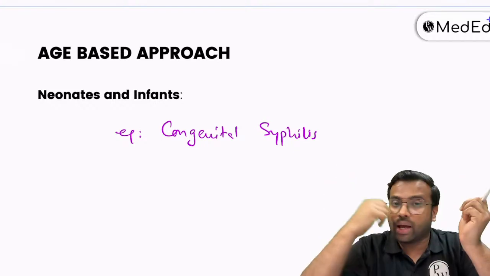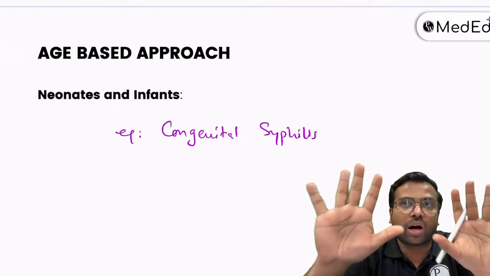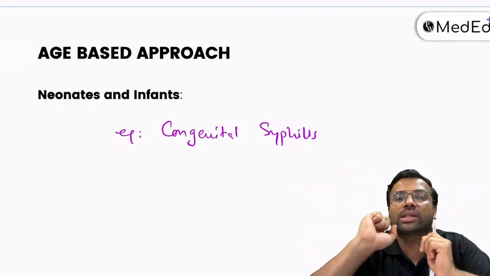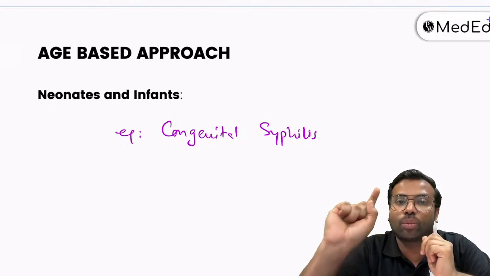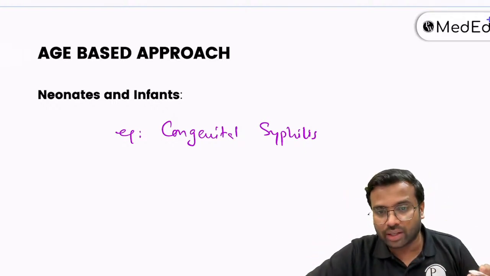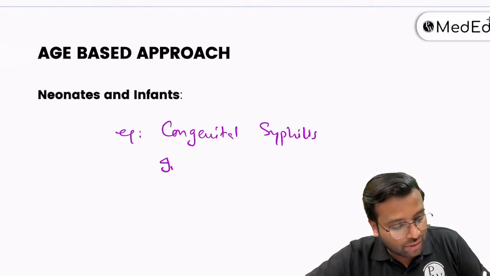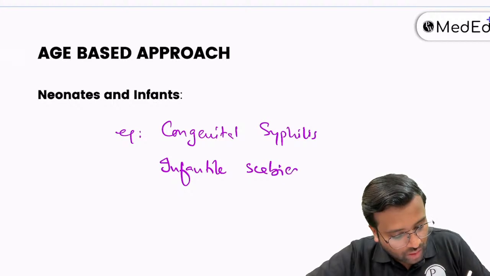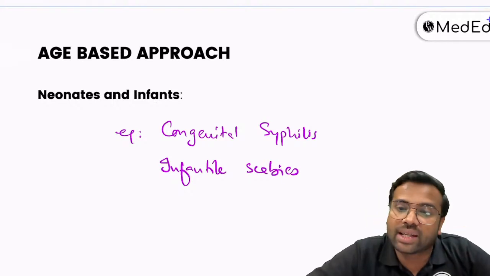So that is one. Another disease, the moment I say palms and soles, where you find vesicles and bulla, there is one more disease where you can find vesiculo-bullous lesions over the palms and soles in a child or an infant. This is called infantile scabies.